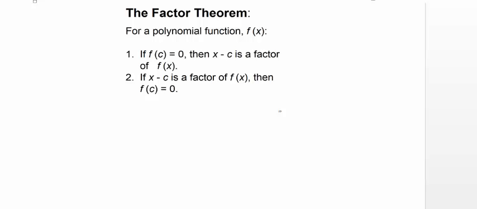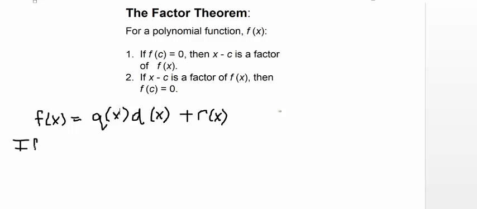Another theorem is the factor theorem. So this theorem is for a polynomial function f of x. If f of c is 0, then x minus c is a factor of f of x. If x minus c is a factor of f of x, then f of c is 0. So f of x, remember, is q of x times the divisor d of x plus r of x. Q of x is the quotient. R of x is the remainder.